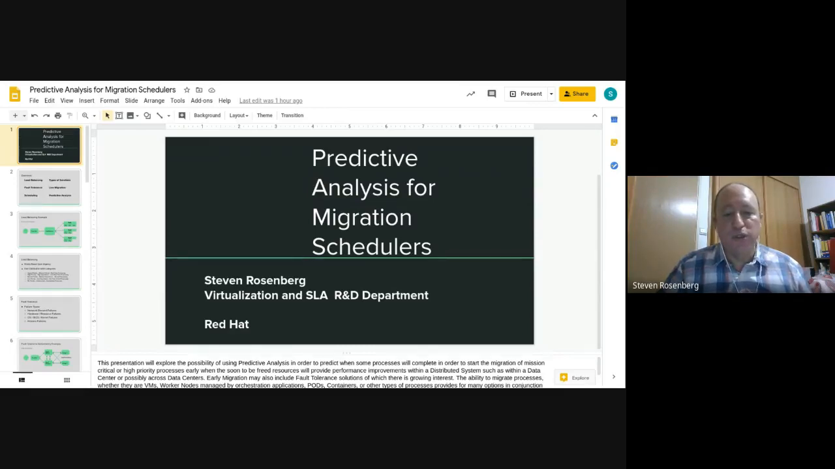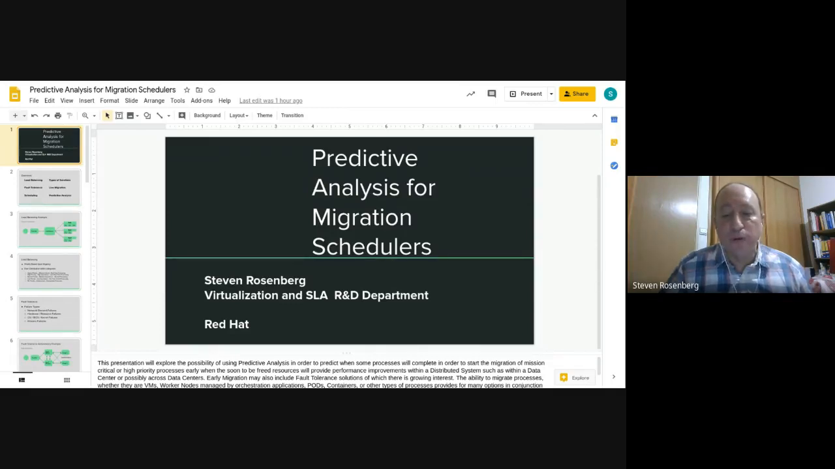This presentation will explore the possibility of using predictive analysis in order to predict when some processes will complete, in order to start the migration of mission critical or high priority processes early, when the soon-to-be-freed resources will provide performance improvements within a distributed system, such as within a data center or possibly across data centers. Early migration may also include fault-tolerant solutions, of which there is a growing interest.